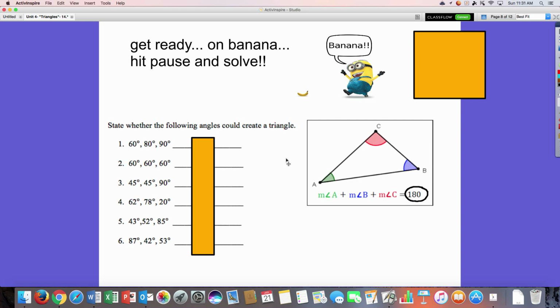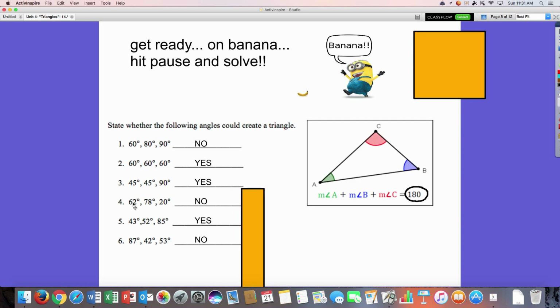Welcome back. There's my little guy screaming banana. All right, add these up together. That is not, right? 60 plus 80 is 140. 140 plus 90 is 230, not a triangle. 60 plus 60 plus 60, yep, 180, it's a triangle. 90 plus 45 plus 45, yep, 180, it's a triangle. This one is not a triangle. This one is a triangle, and this one's not a triangle.